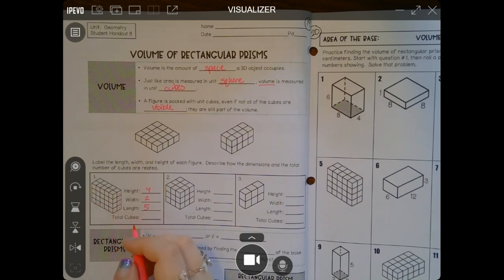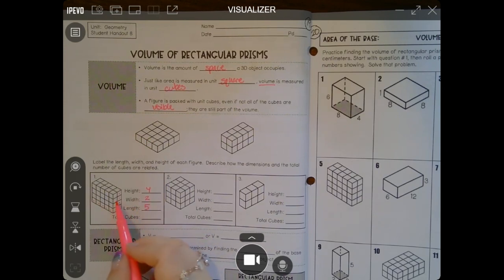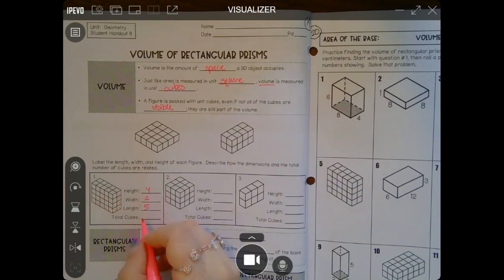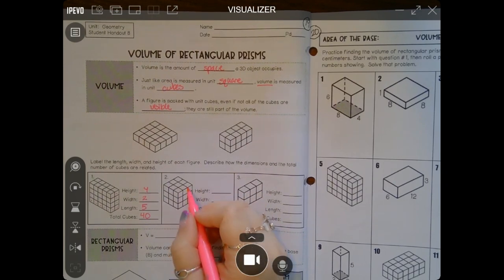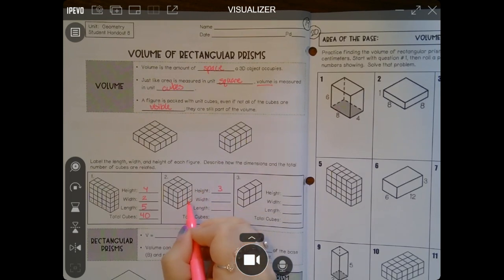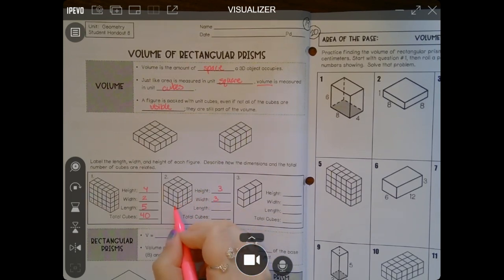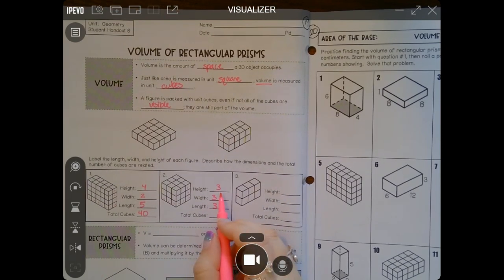So now what's the total number of cubes? Well, what you're going to do is multiply the length, width, and height, like if you were to count all those inside. So that is 40. Here, how tall is this height? It's 3. And then the width right here, 1, 2, 3. And then the length is also 3. So if you were to count going back and up, basically that's just multiplying it. So how many total cubes are inside?